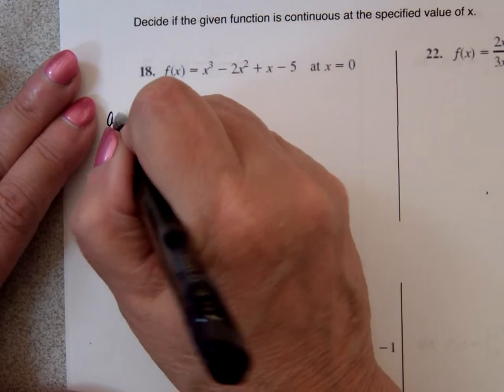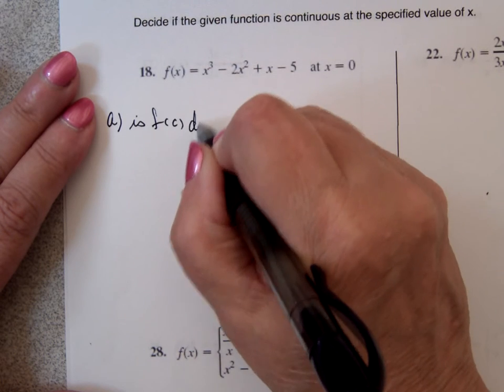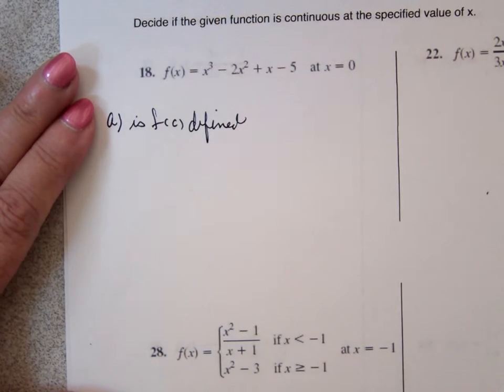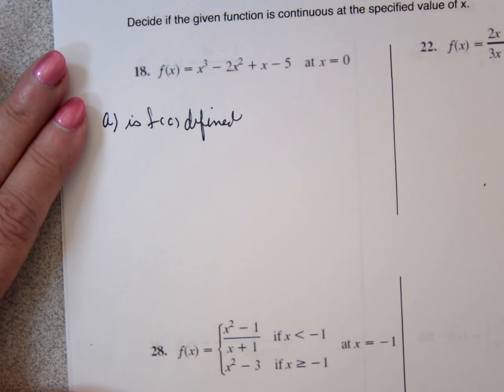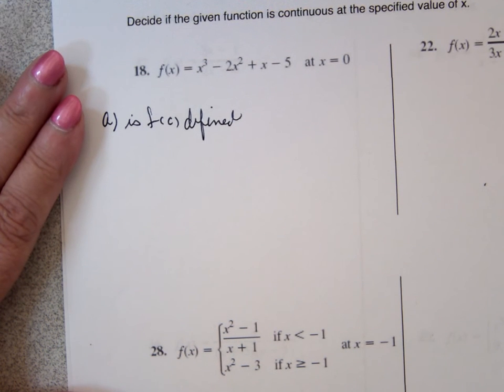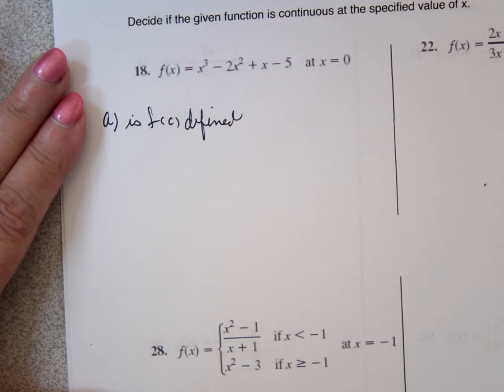So A, I need to say, is f of c defined? Well, how do I know if f of c is defined? Plug it in. Number in, number out, it's defined, right? Number in, problem, I've got to take a look at the issue. Number in, problem, division by zero, could be a vertical asymptote. It may not be continuous there.